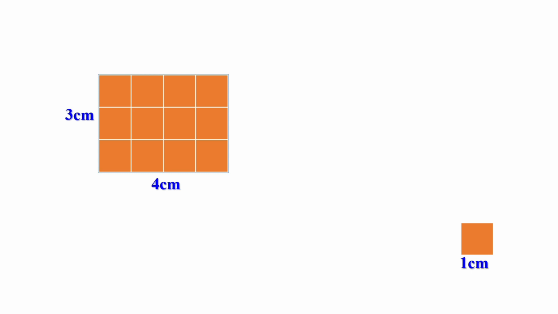Now, what is the total number of small squares in this rectangle? 4 into 3, that is 12. And we know the area of one small square is 1 centimeter square. So the area of this rectangle is 12 centimeter square. That is why the area of the rectangle is length into breadth. Now, let us draw a rectangle of area 12 centimeter square. We have seen such a rectangle now. When the length is 4 and breadth is 3, the area is 12.